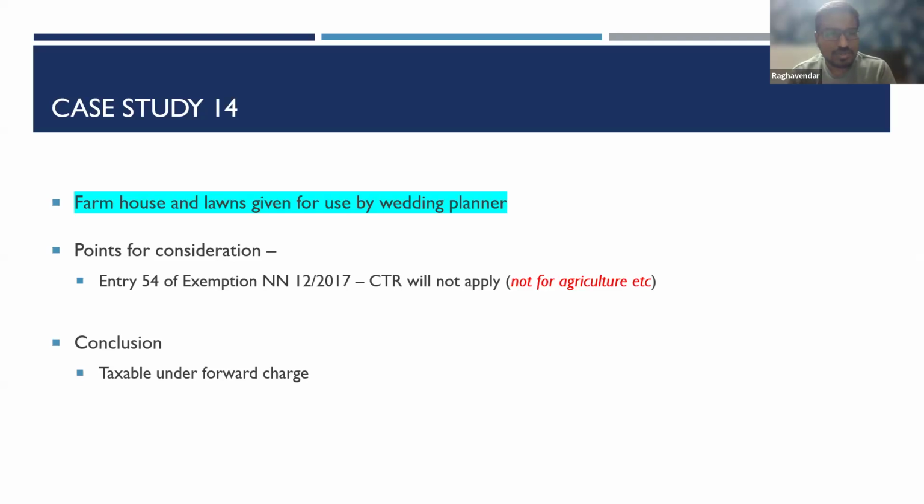Again, farmhouse and lawns given for use by a wedding planner. Here again, the usage is commercial. For farmhouses and lawns given, there is a specific entry, 54, for agricultural purposes, which is exempt. Since it is not given for agricultural purposes, entry number 54 will not apply. So it will be a taxable supply, in my understanding.